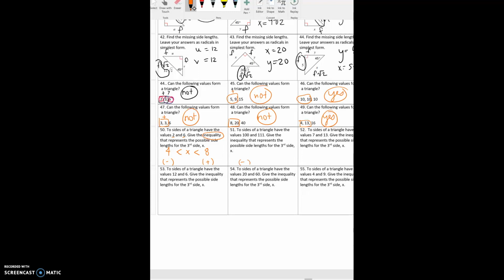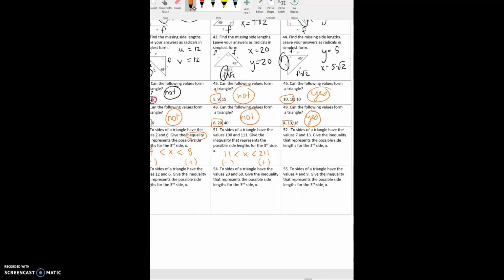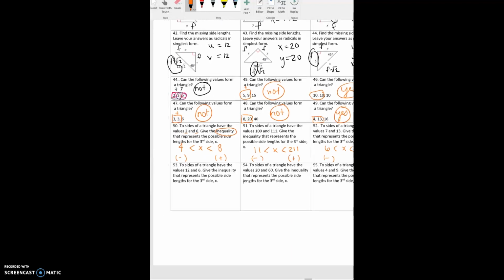So again, we are subtracting on this side and adding on this side. 111 minus 100 is 11, which must be less than x, which must be less than them added together, which is 211. 52, same thing, subtract, then add. 13 minus 7 is 6. Which must be less than x, which must be less than them added together, which is 20. So that is our range, 6 to 20.